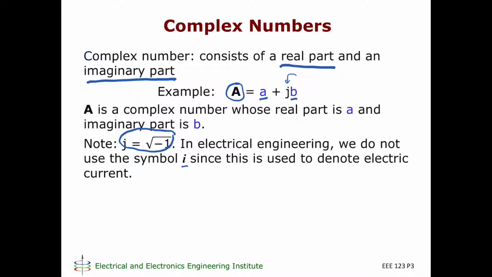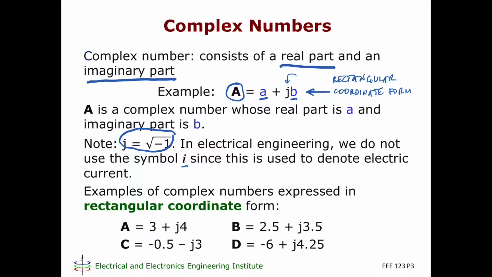This complex number is in rectangular coordinate form. It is in rectangular coordinate form whenever the real part and the imaginary part are separately specified. Here are more examples of complex numbers expressed in rectangular coordinate form.